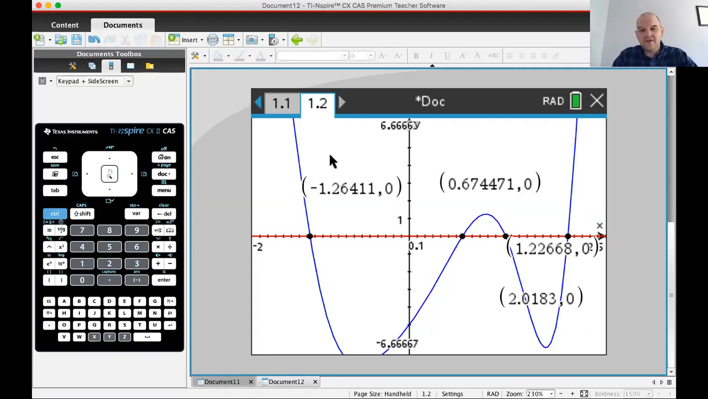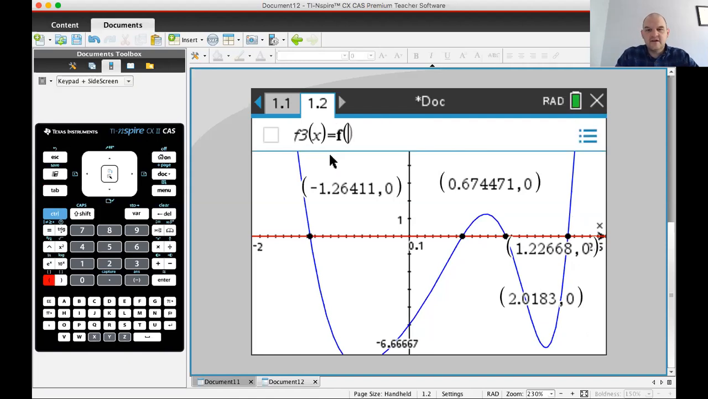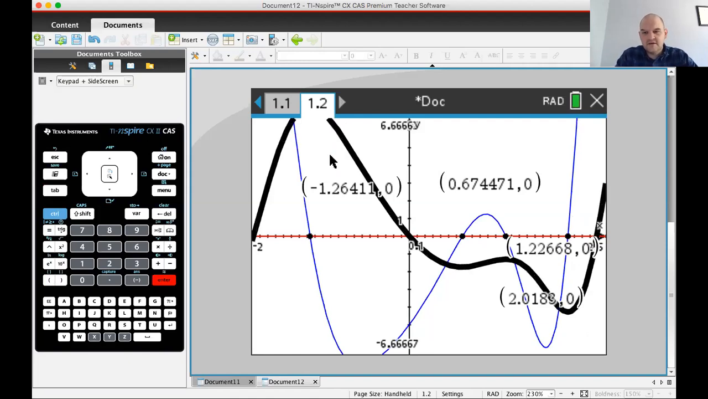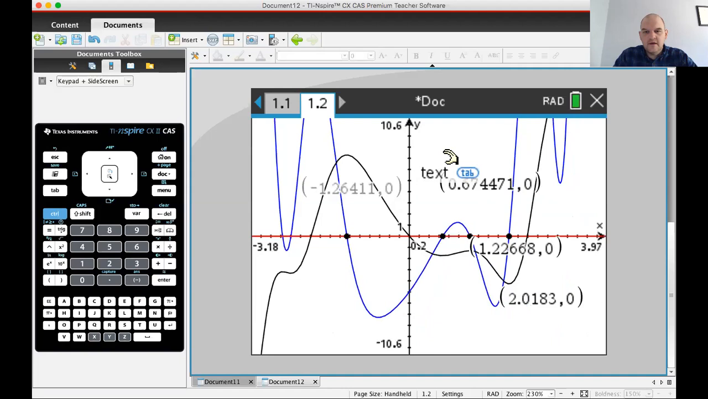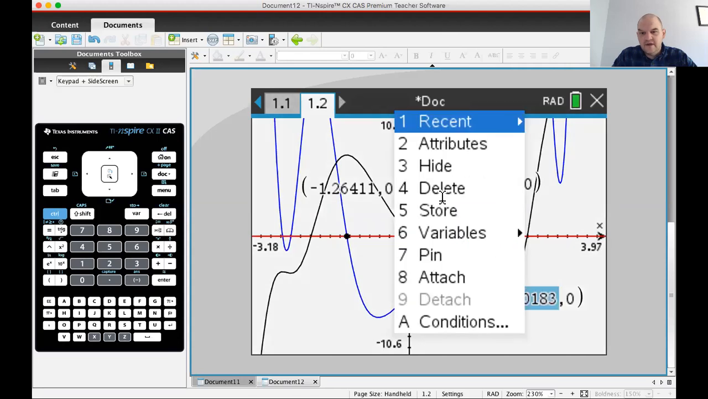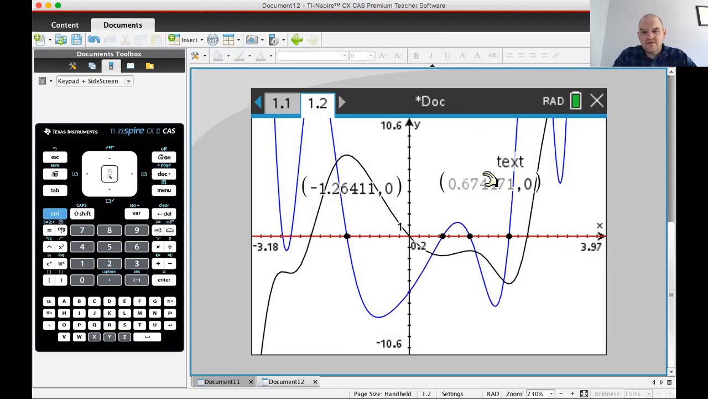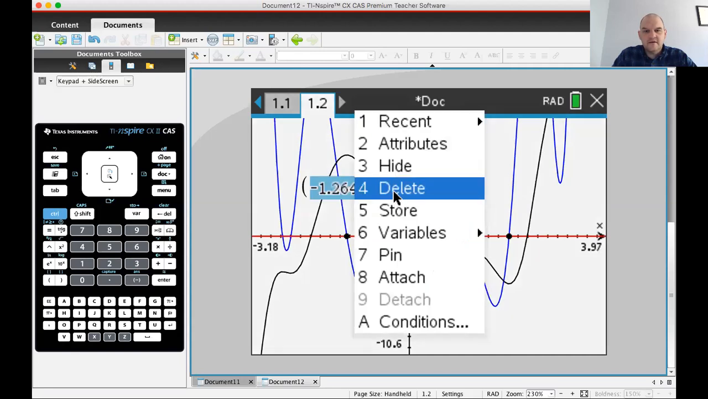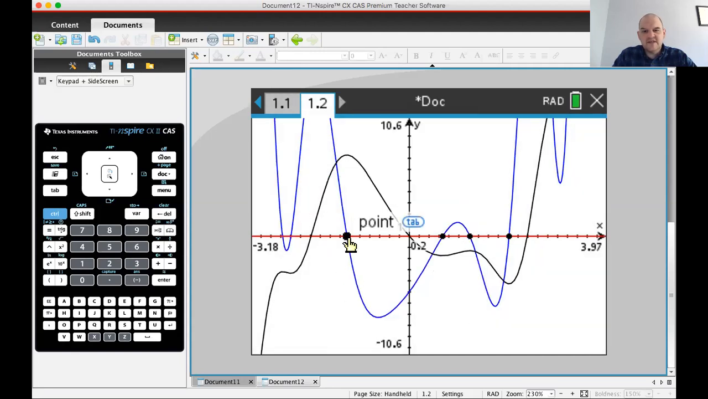Let's actually graph f of x on the same set of axes and see what it looks like. All right, so f of x is in black here. Actually, I'm going to delete these so that they're not in the way, just messing things up. It's too much on the screen. Okay, so we said that this x-coordinate would be a relative maximum for f of x because f prime was changing positive to negative.